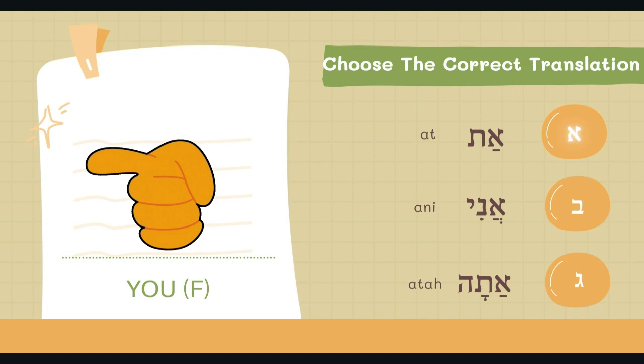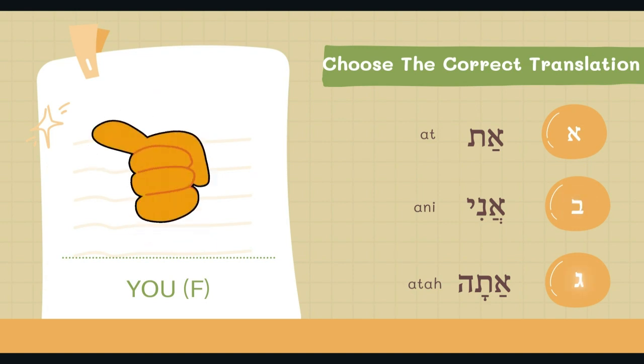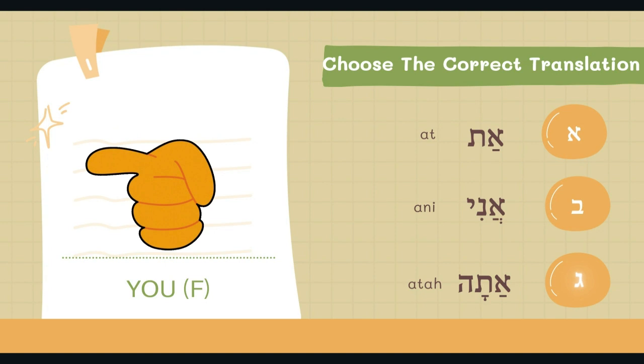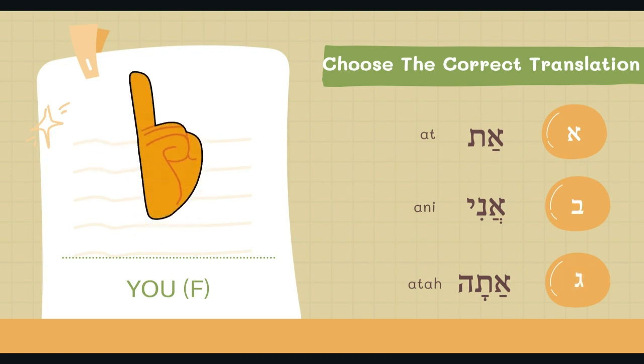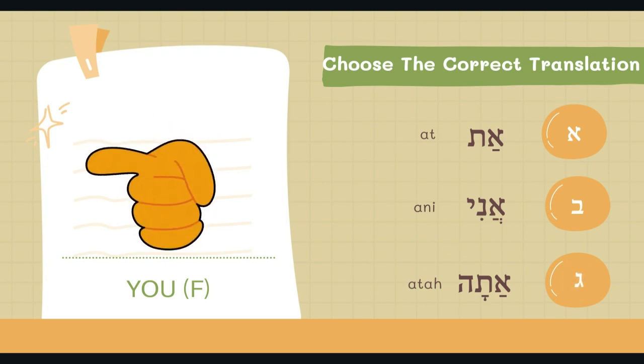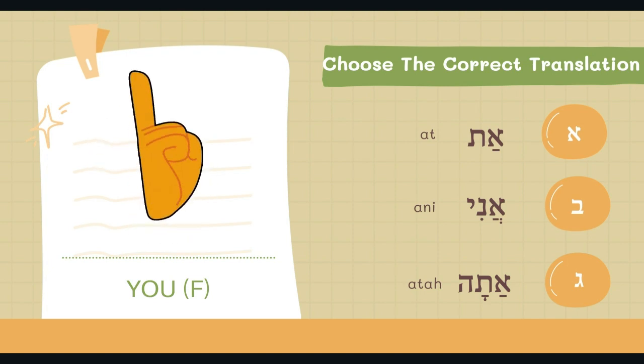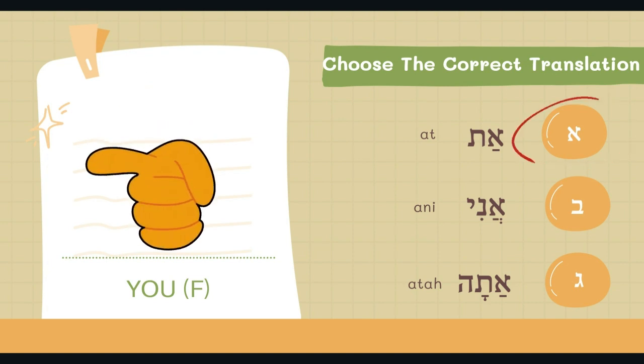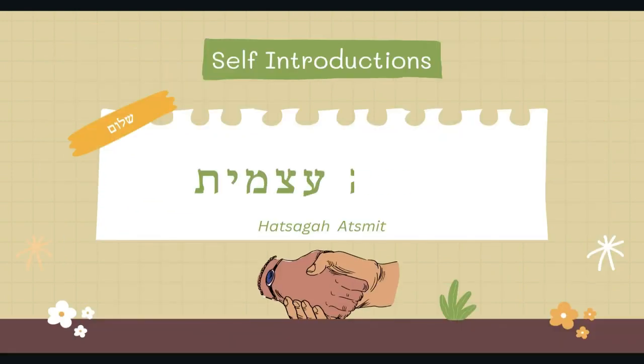Aleph, at, bet, ani, or gimel, ata. If you chose aleph, at, you were correct. Tov meod. You're good at this. Let's continue.